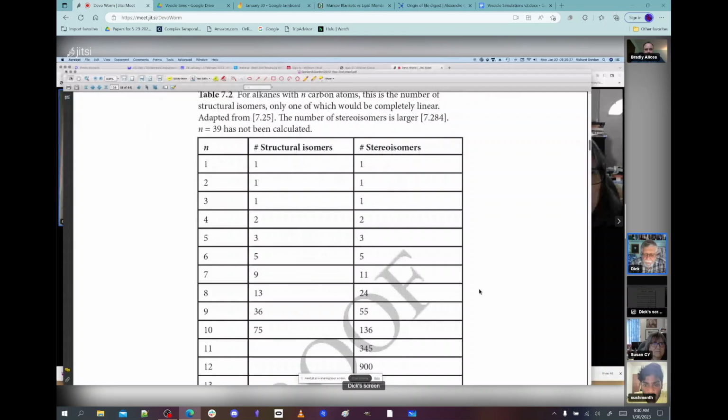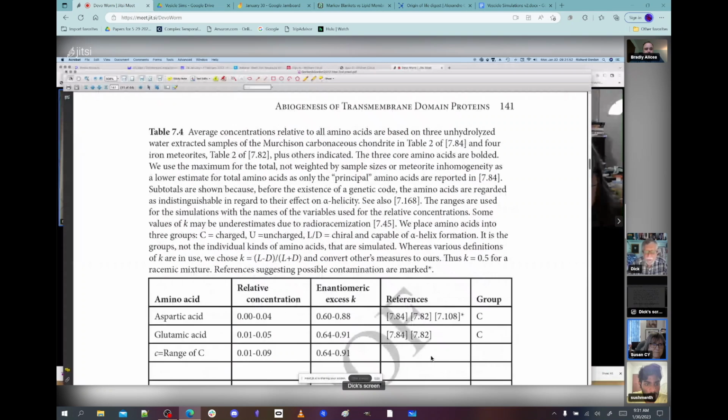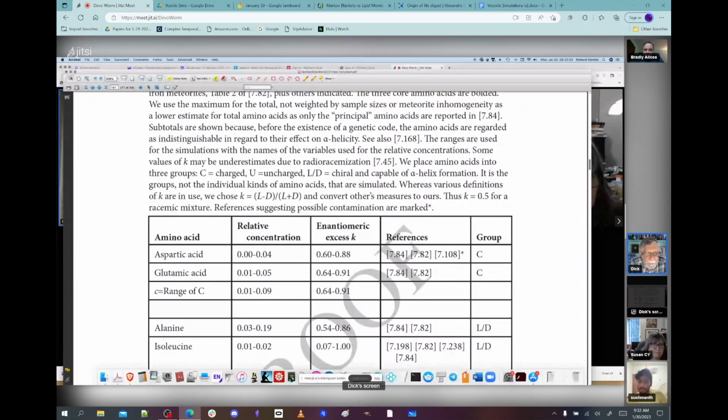Table of that. Now let's see. Okay, now an enantiomeric excess is an interesting concept. If you have a mixture of left and right-handed amino acids, mirror symmetric, it turns out that the proportion in different meteorites is not 50-50. Okay?